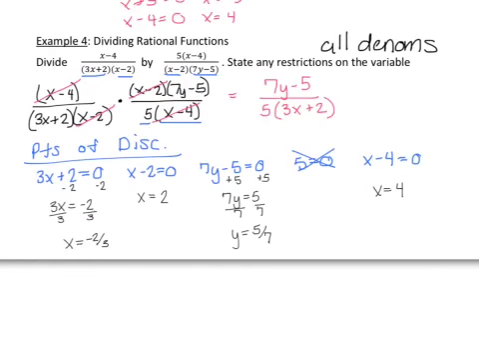So now let's just list those out with our answer. So what can x not be? 4, 2, negative 2/3, and 5/7. 4, 2, and negative 2 over 3. But the 5 over 7, that's y. So y can't be 5 over 7.